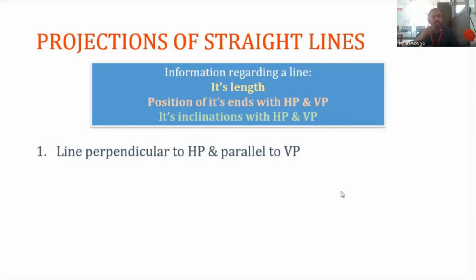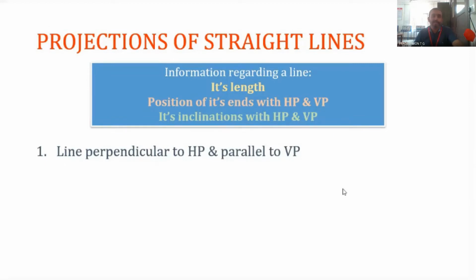And we will discuss each one of them in succession. So the first one is a line which is perpendicular to HP and a line which is parallel to VP. So this is the condition, the line perpendicular to HP as well as parallel to VP. Let's see how it will look like.